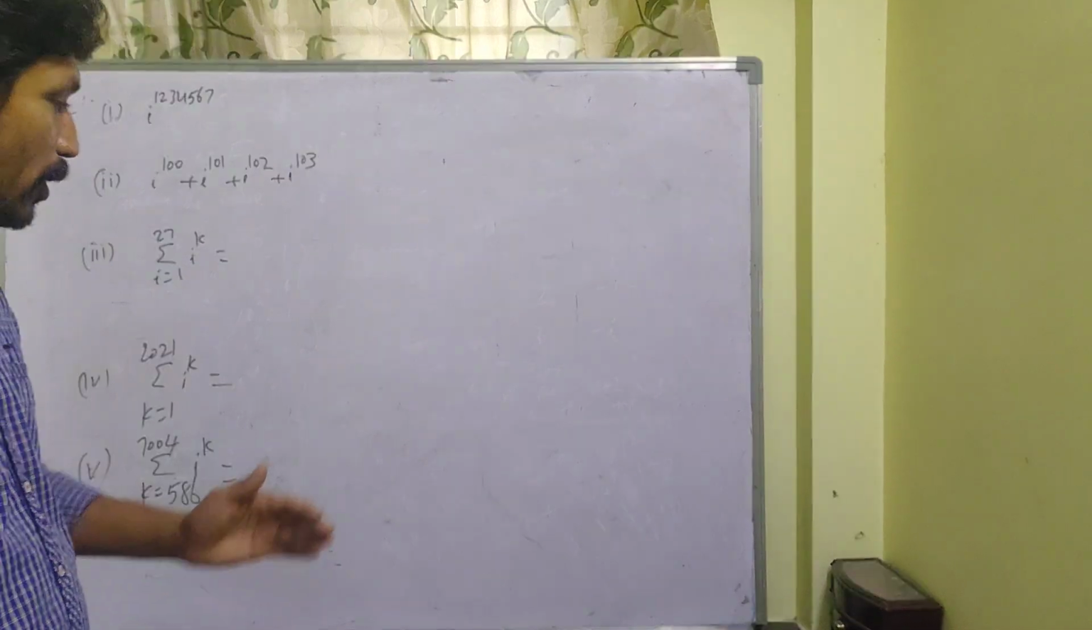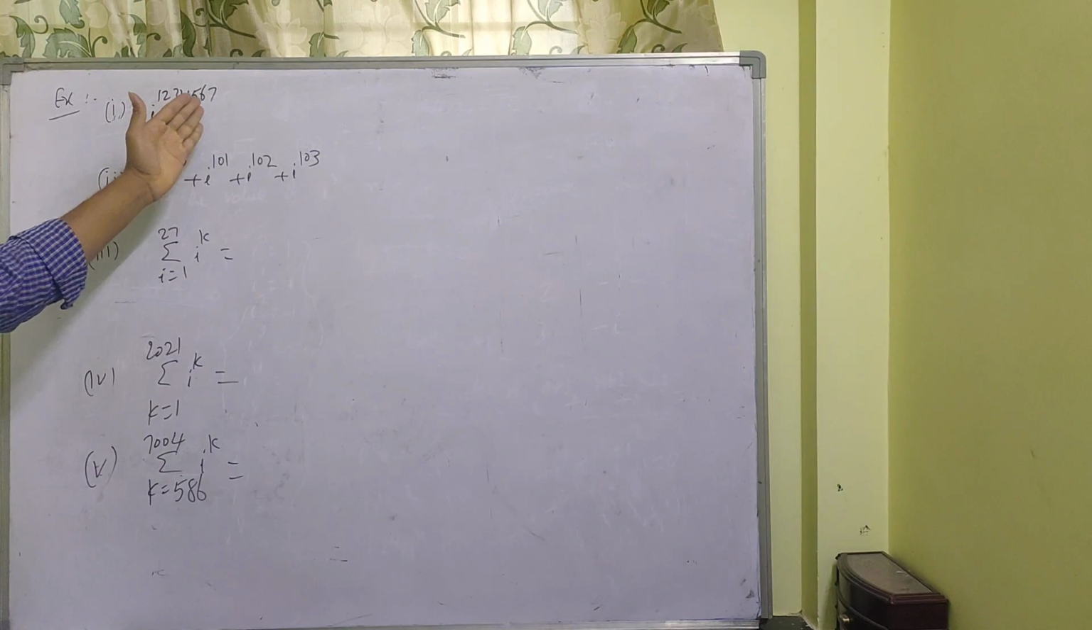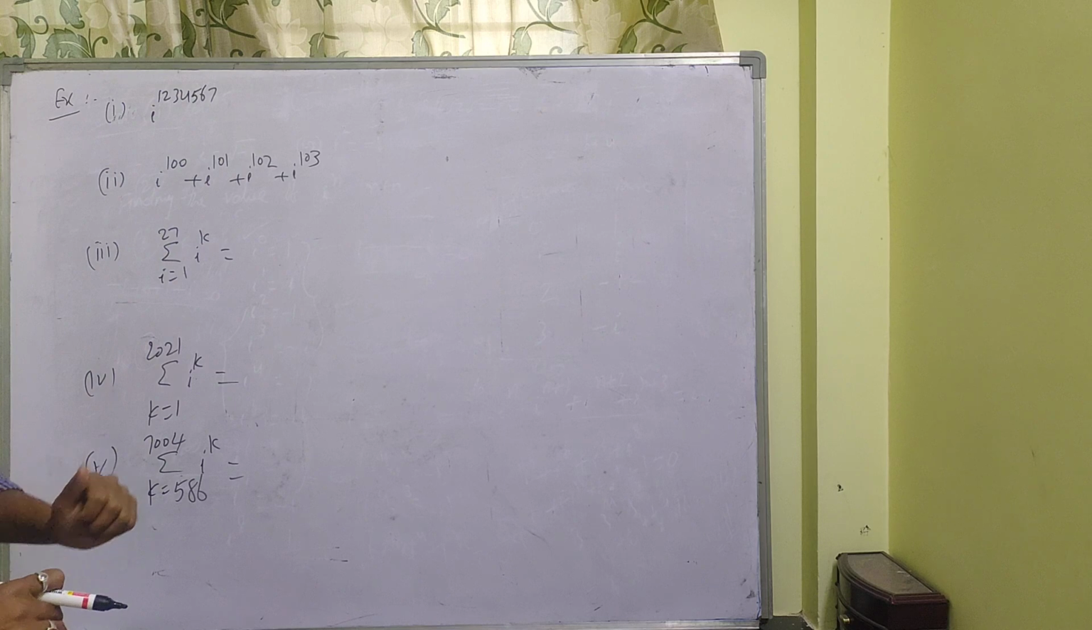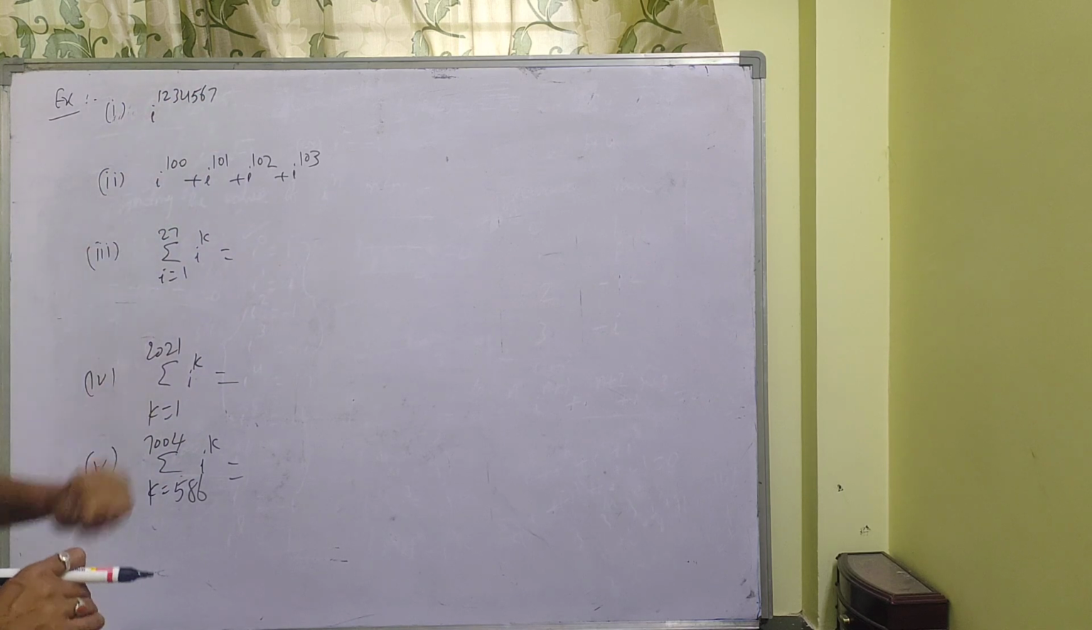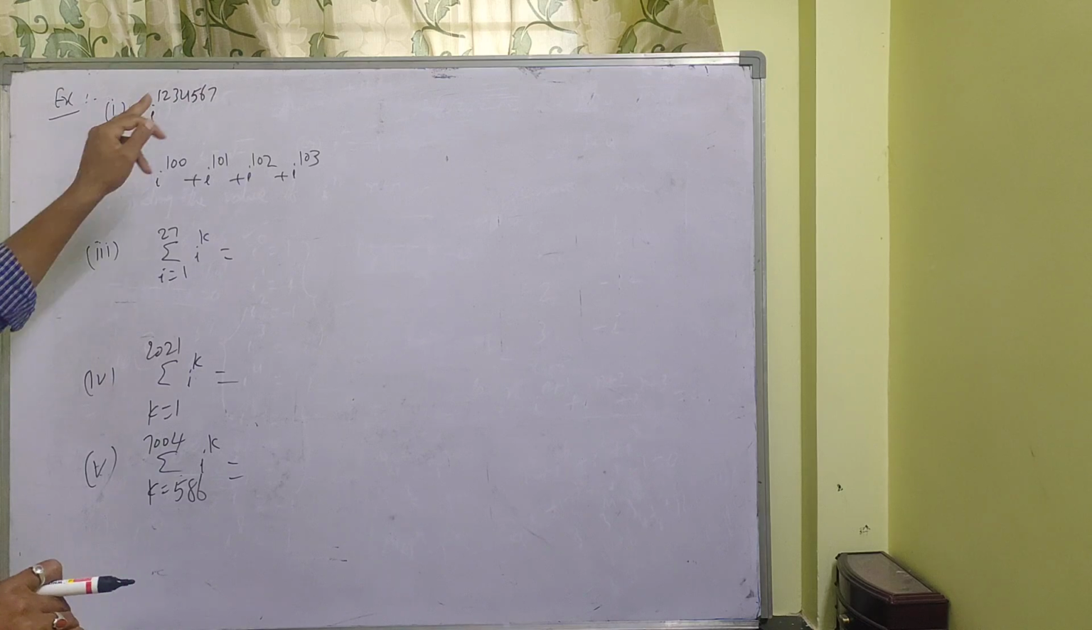Okay, I'm continuing the previous video. So i power 1, 2, 3, 4, 5, 6, 7, whatever the number is there. So what is the value of this one? First of all, we just divide this number with 4. What is the remainder?